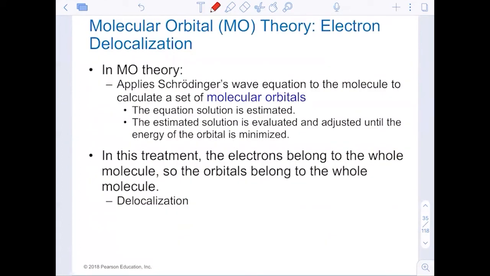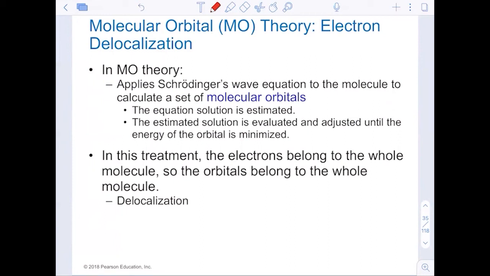What molecular orbital theory can do for us is explain electron delocalization. It applies the Schrodinger wave equation, which we talked about in quantum mechanics, to the molecule setting to calculate a set of molecular orbitals. So it is identifying that, yes, when we have these orbital overlaps, whether they're the direct overlap or the parallel overlap, something happens to create a molecular orbital that we call sigma or pi.